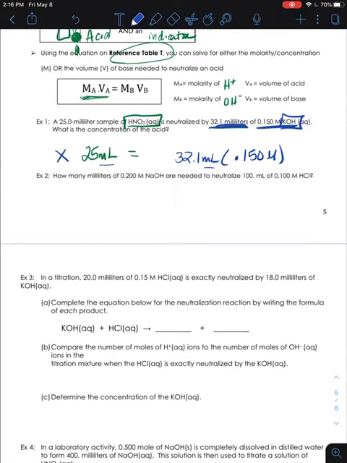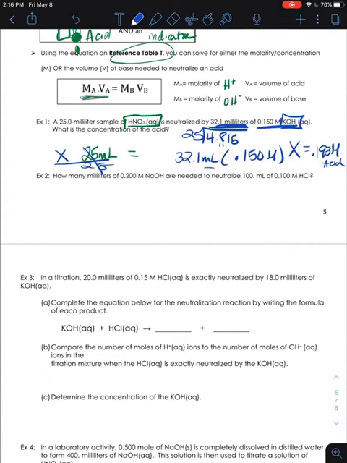So we do the math, and this is going to equal 4.815. We don't want to round until the very end. We're going to divide this by 25, divide this by 25. Solving for x is going to equal 4.815 divided by 25, which gives us 0.193 molarity of the acid.